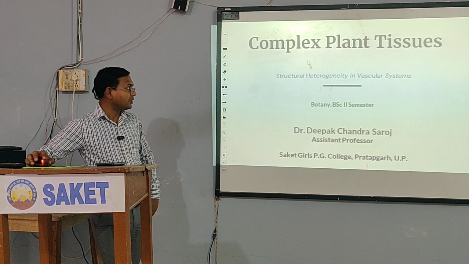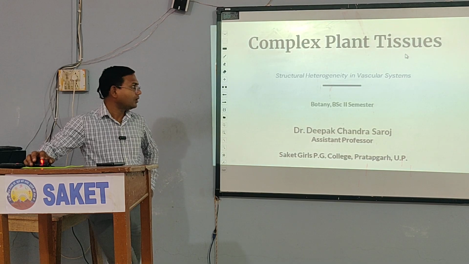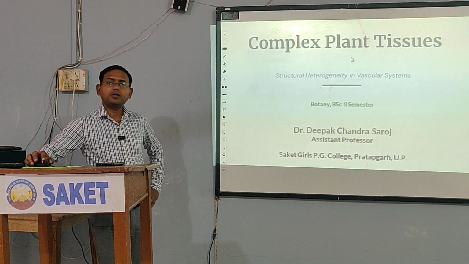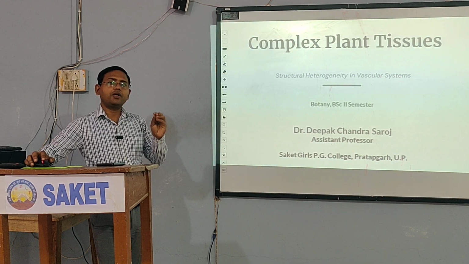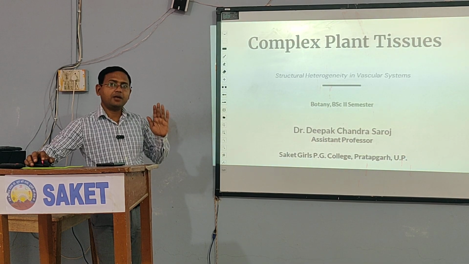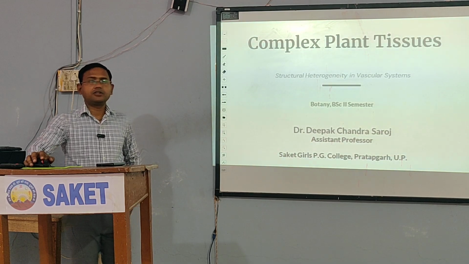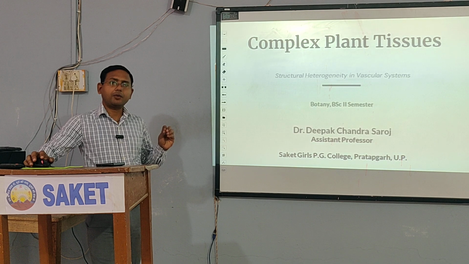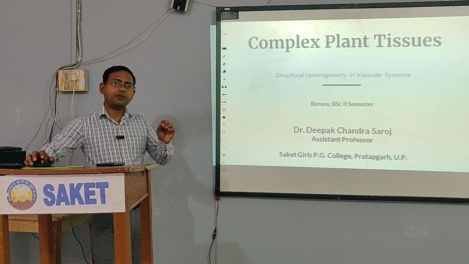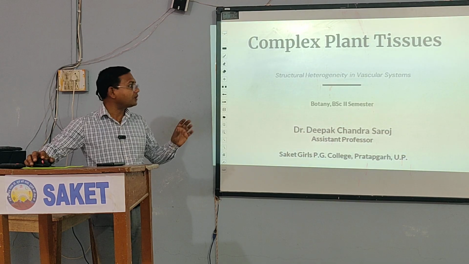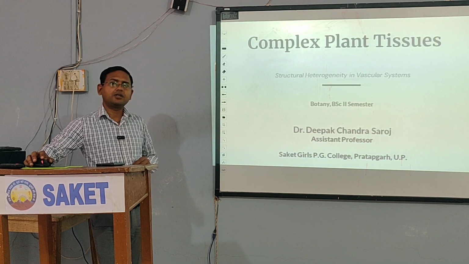And within this tissue we have two categories further, that is simple permanent tissues. These are the tissues which are made up of a single type of cells. And we have primarily three types of simple permanent tissues. That is parenchyma. These are made up of thin walled cells, parenchymatous cells. Most of the time they have intercellular space between cells.